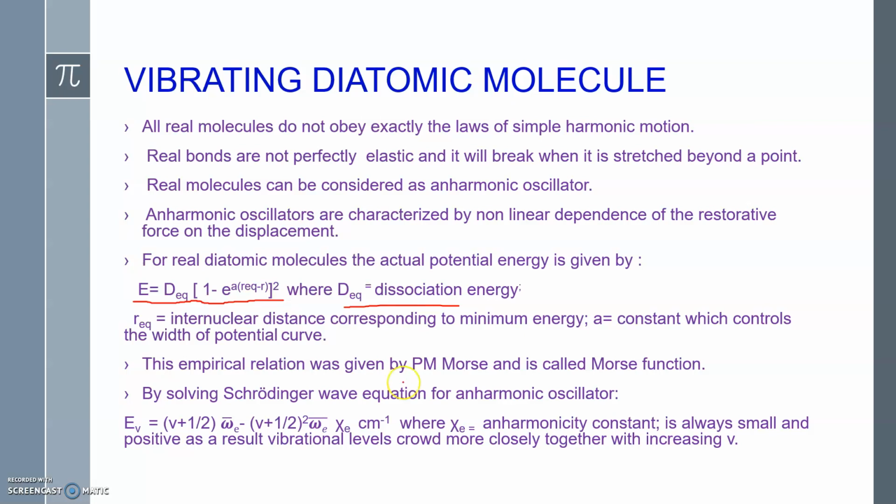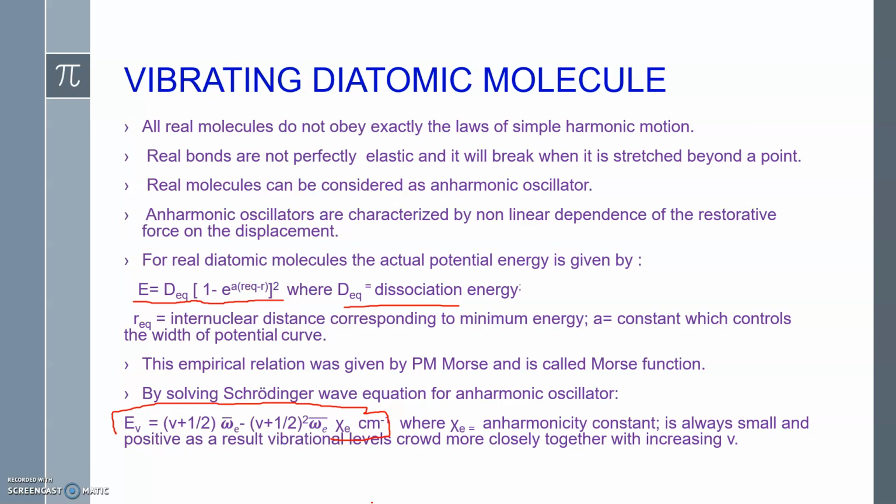By solving the Schrodinger wave equation for the anharmonic oscillator, the allowed vibrational energy levels are found to be E_v is equal to (v plus 1/2) omega_e bar minus (v plus 1/2) the whole squared omega_e bar chi_e, in centimeter raised to minus 1, where omega_e bar is the equilibrium oscillation frequency and chi_e is the anharmonicity constant. It is always a small quantity.